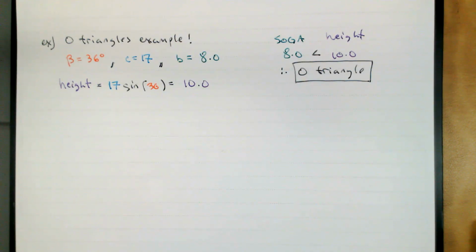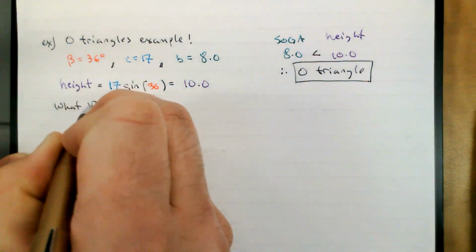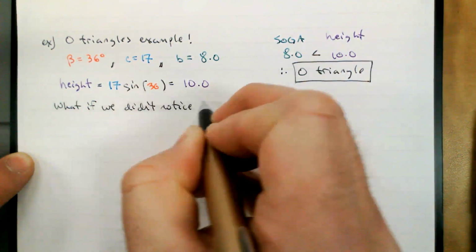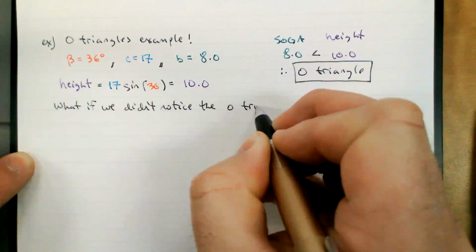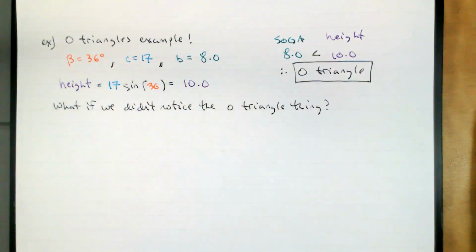Here's what I want to do. I want to pretend that we forgot to calculate the height. We forgot that we could do this and determine how many triangles we're looking at. Let's just go into the problem and start trying to solve. What if we didn't notice the zero triangles thing, and we just started to try to solve for gamma?